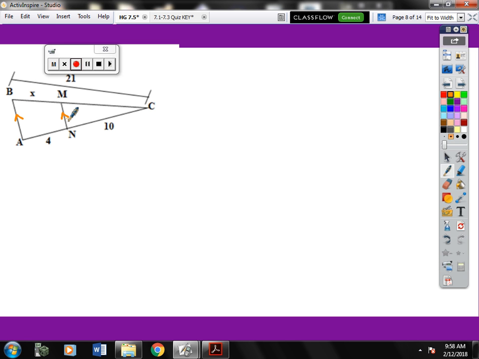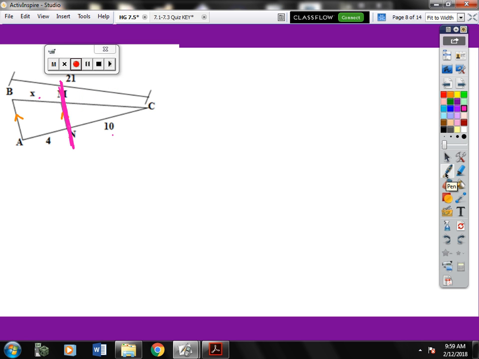So again, the side splitter theorem is that if we extend the side, we would say this over this equals this over this. But the problem is we don't know what this is. Can we come up with an expression based on what we're given as to what MC would be? How long would MC be?